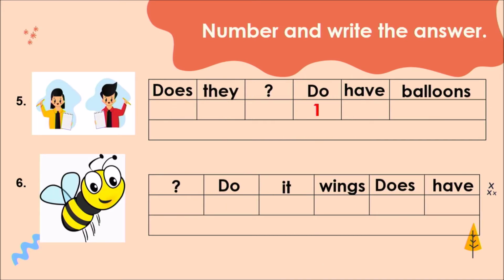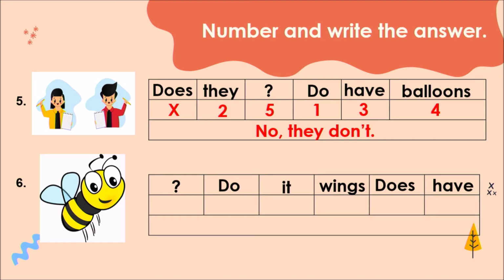Next one. Do they have balloons? Then the last one is the question mark. You may answer it with no, they don't. We use do because as you can see in the picture, we have 2 subjects and our subject is they.